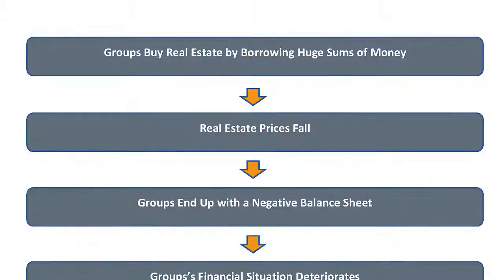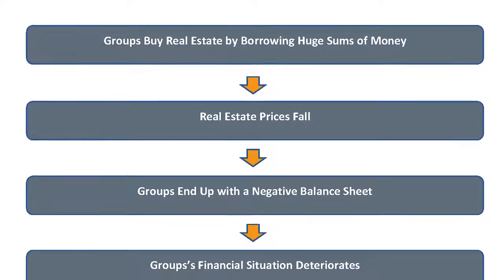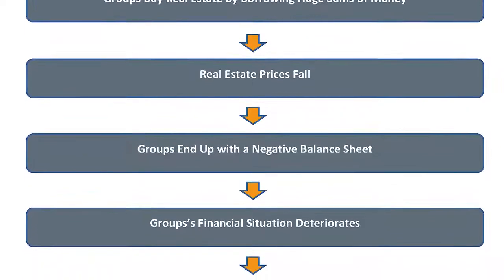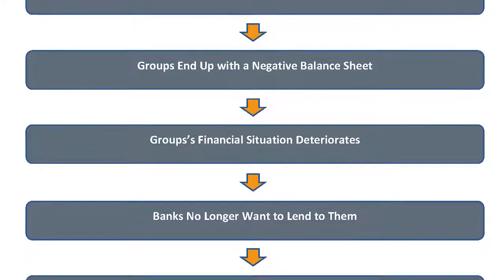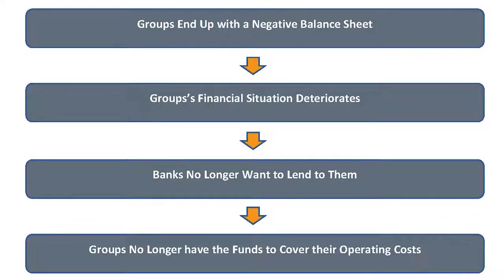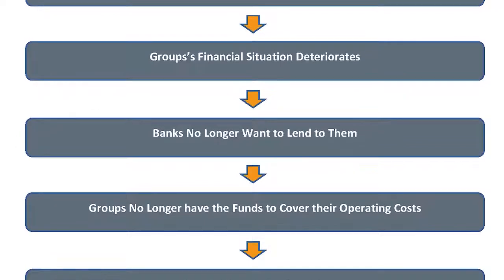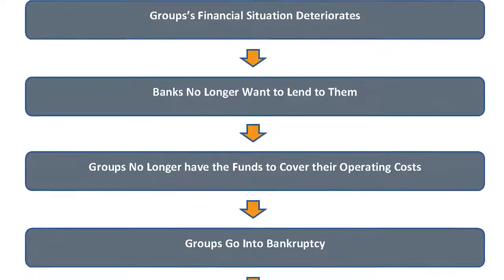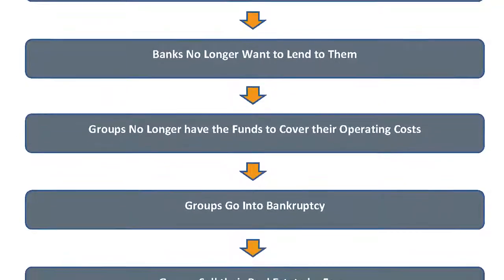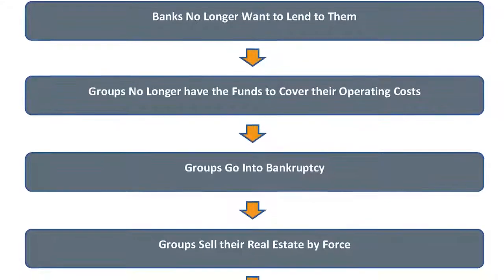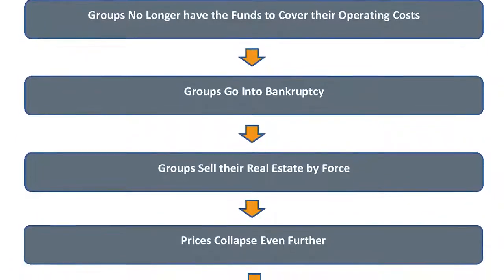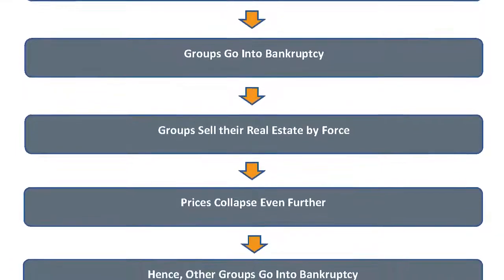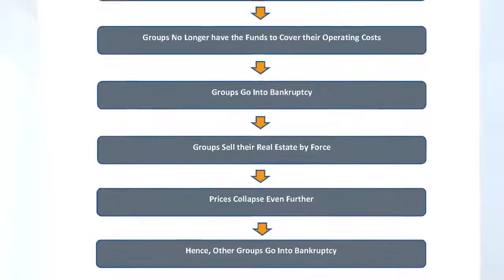This is a very simple mechanism. Groups that have borrowed large sums of money and use that money to purchase real estate will end up with negative balance sheets if the price of real estate falls. Their financial situation deteriorates and banks are no longer willing to lend to them. They are unable to find sufficient funds to cover their operating costs and therefore they collapse into bankruptcy. They are then forced to sell their real estate holdings, causing the value in the market to plunge even further and resulting in the bankruptcy of other groups.